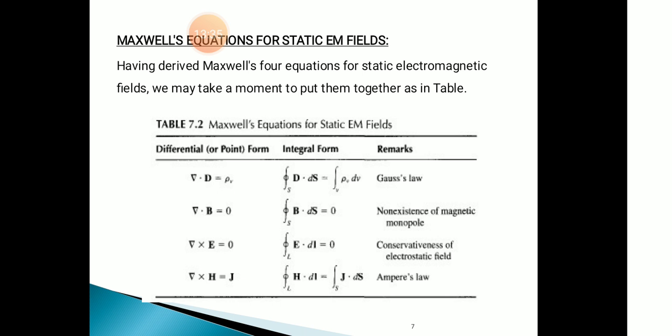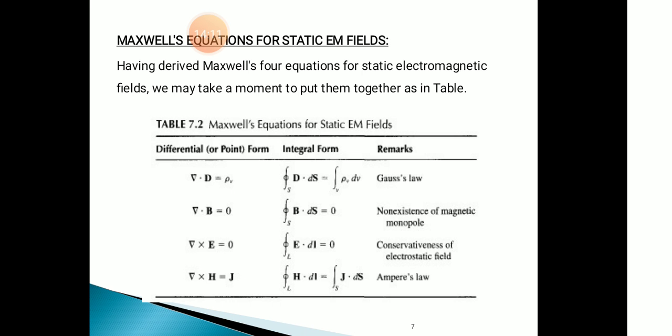The first one is derived from Gauss law. The first two equations are derived by Gauss. The first one is Gauss law for electrostatic fields. The second one is Gauss law for magnetostatic fields, the non-existence of a magnetic monopole. Coming to the third one, del cross E is equal to 0. That is the differential or point form. Coming to the integral form, the closed line integral of E dot dl is equal to 0. Conservation of electrostatic fields.